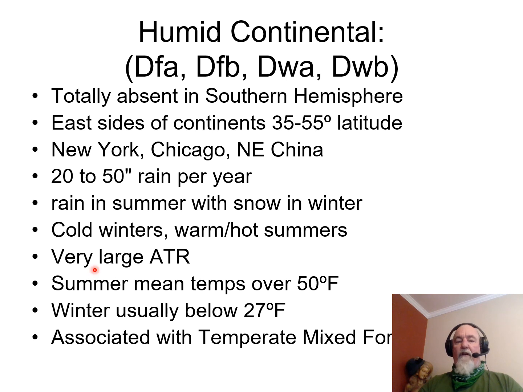So they have a very large annual temperature range. The difference between the average temperature of the warmest month of the summer and the average temperature of the coldest winter month, the ATR, can be quite large. So summers can have mean temperatures over 50 degrees. That means it might be in the 80s or 90s in the daytime, and it might be cooling down possibly into the 50s at nighttime, into the 40s even.